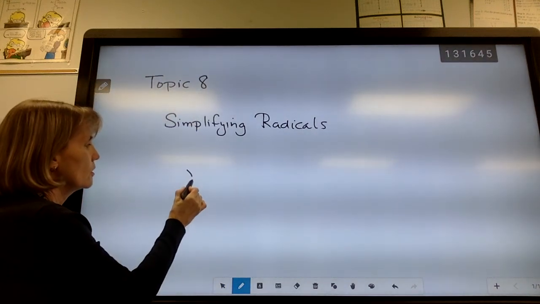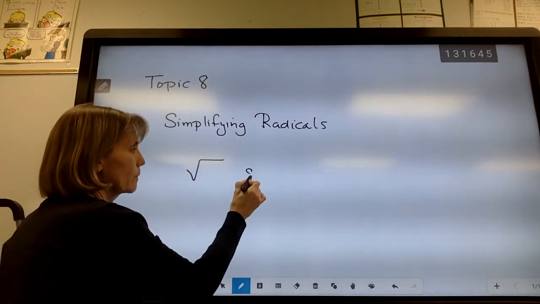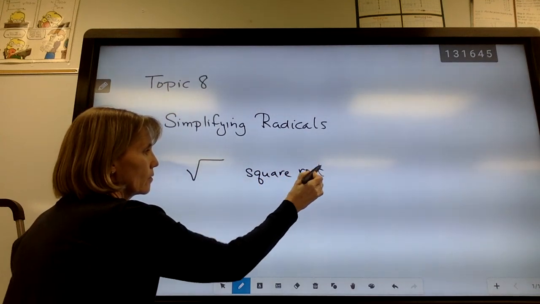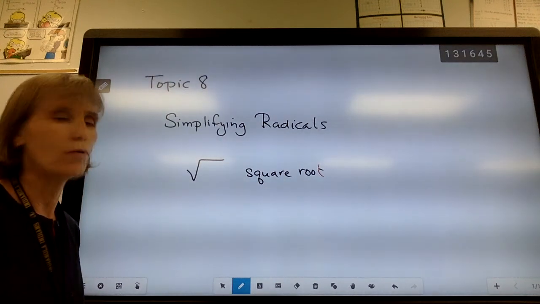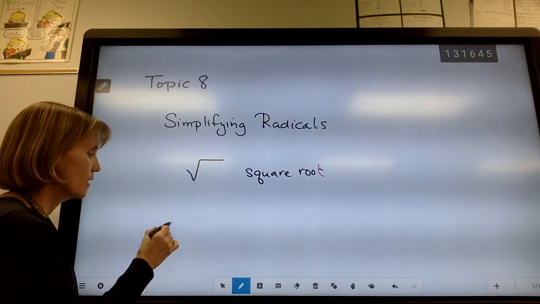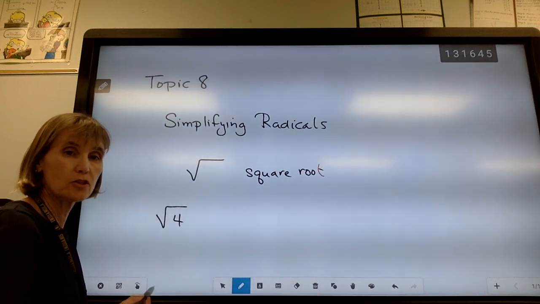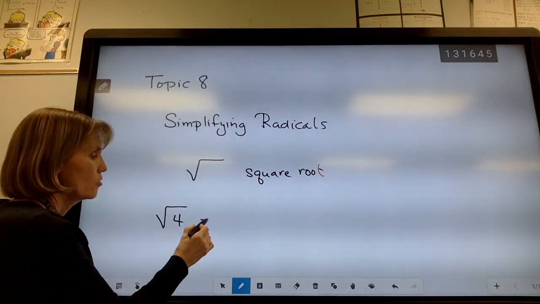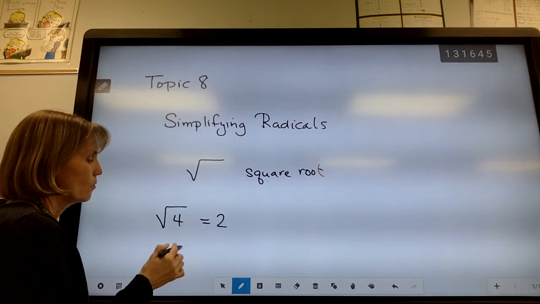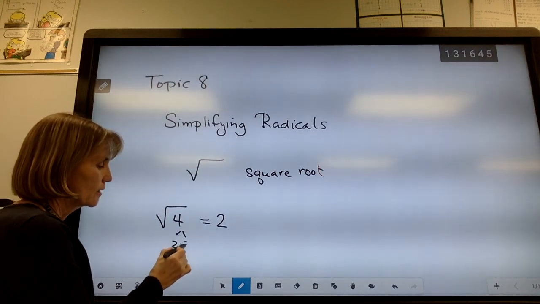First of all, when you see a symbol like that, that's a radical. That's a square root. A square root symbol is what I would also refer to as a radical. And we can take the square root of numbers like 4. What is the square root of 4? You might already know that. You might know that that's 2. Well, why is that 2? Well, I can break 4 down into its factors of 2 times 2.